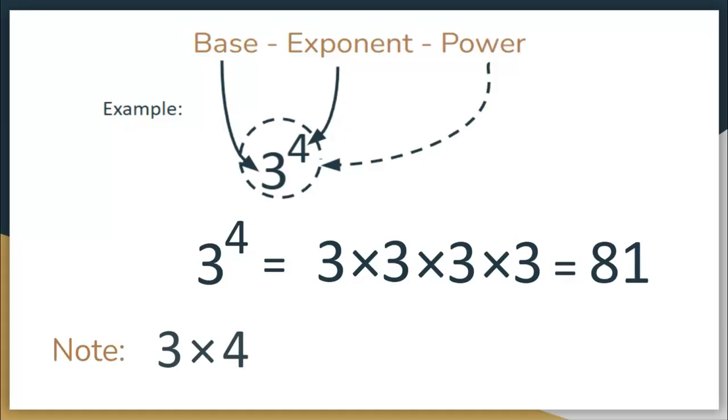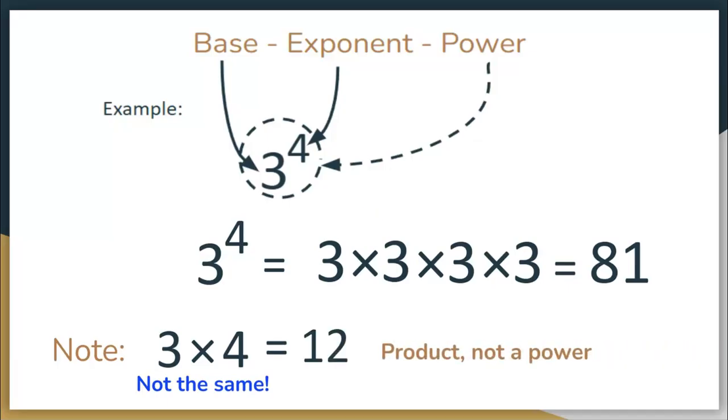Let's make a quick note here. 3 times 4 is not the same. This is a product, not a power. And so the usual rules of times tables would take effect.